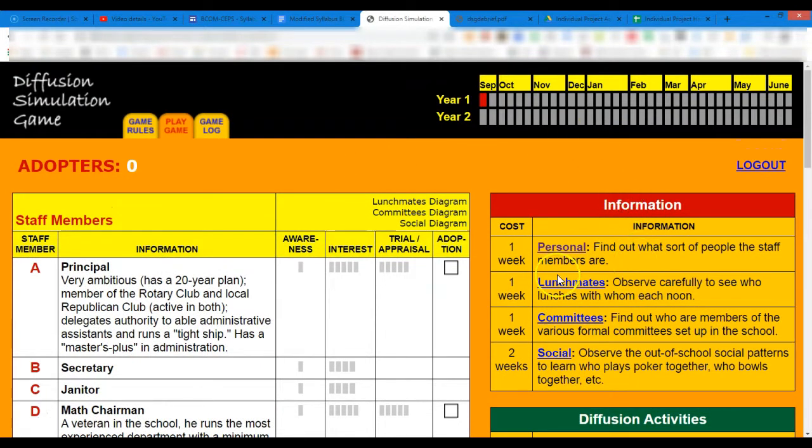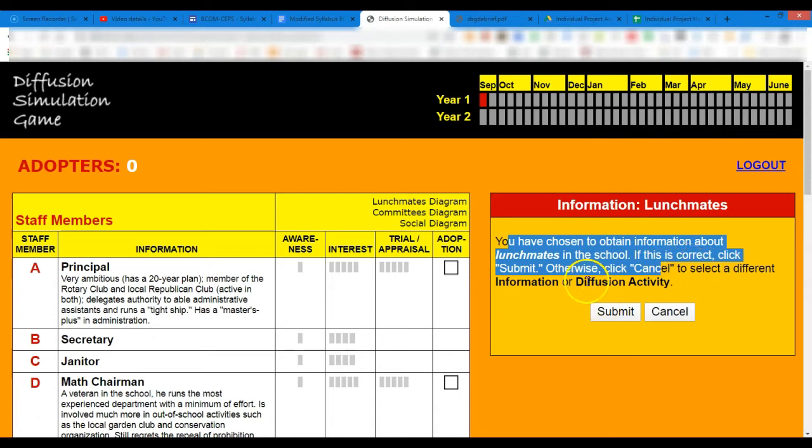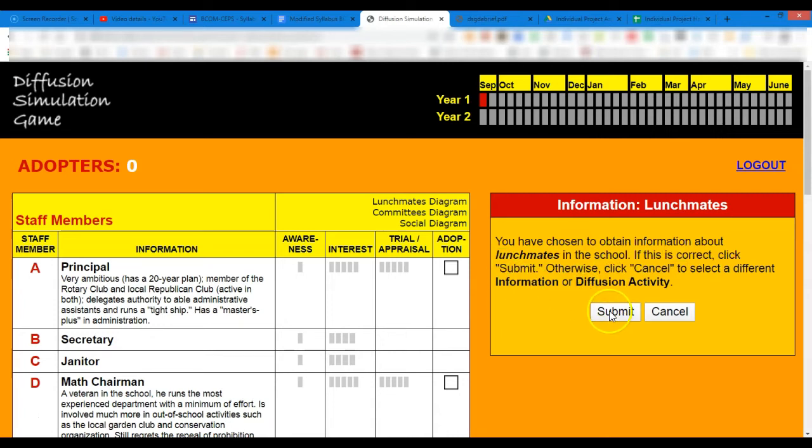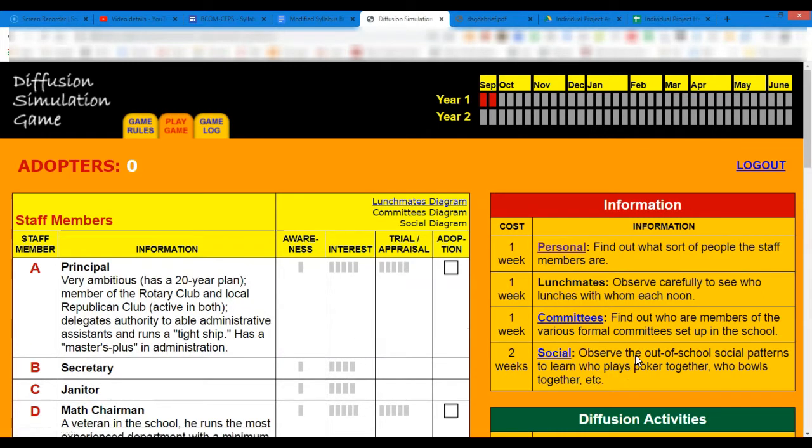And so let's say I want to find information of lunch mates. It says you have chosen to obtain information lunch mates. I'm like, okay, yes, but it will cost you something. It will cost me a week. I'm like, yes, okay. You can see now it will cost me 1 week. Okay. Now I know the lunch mate. Now when I clicked on that, it cost me 1 more week here. And remember, your goal is 2 weeks.